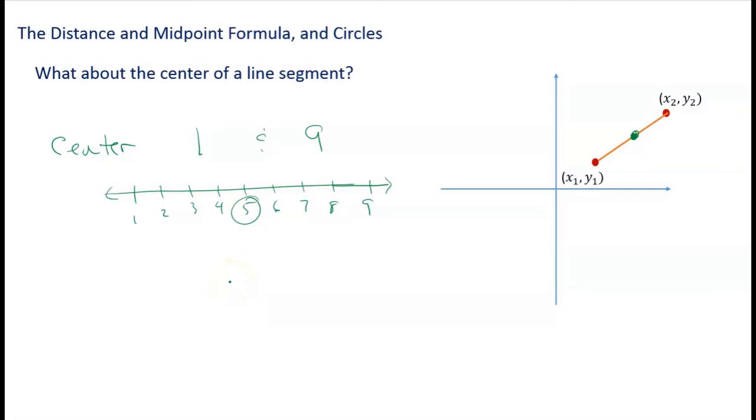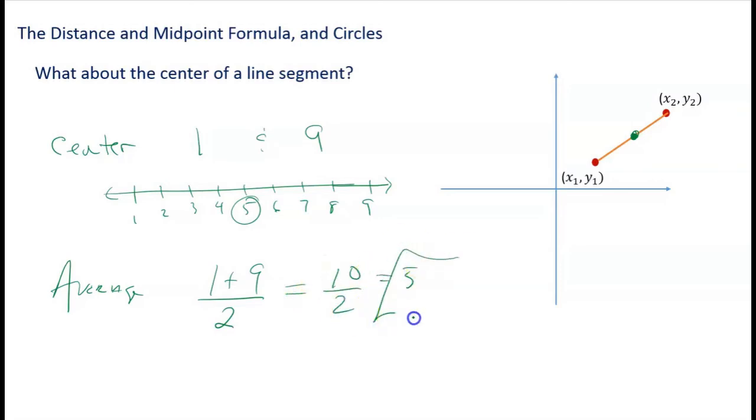What's an easier way to do it? Well, how about we find the average? How do you find an average? You add them together and divide by how many you have. So add 1 plus 9, which of course is 10. 10 divided by 2 is 5. That's the center. You just add them together and divide by 2.